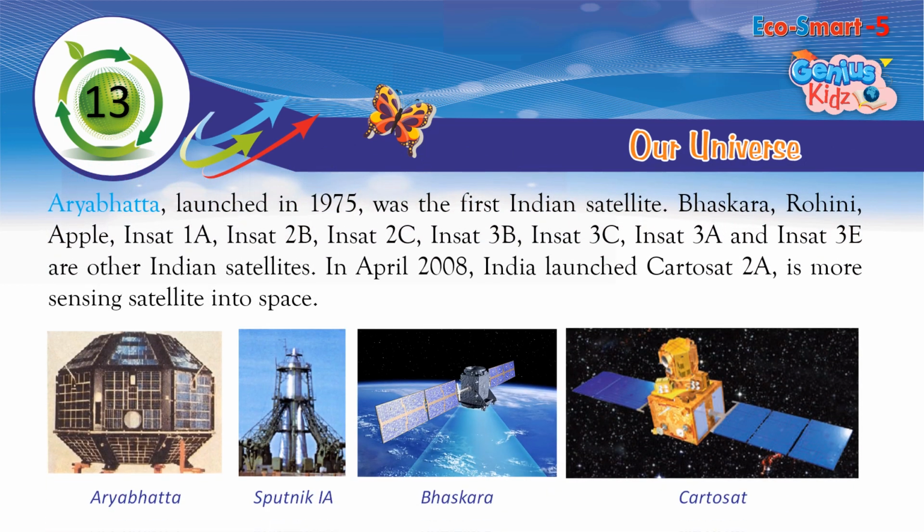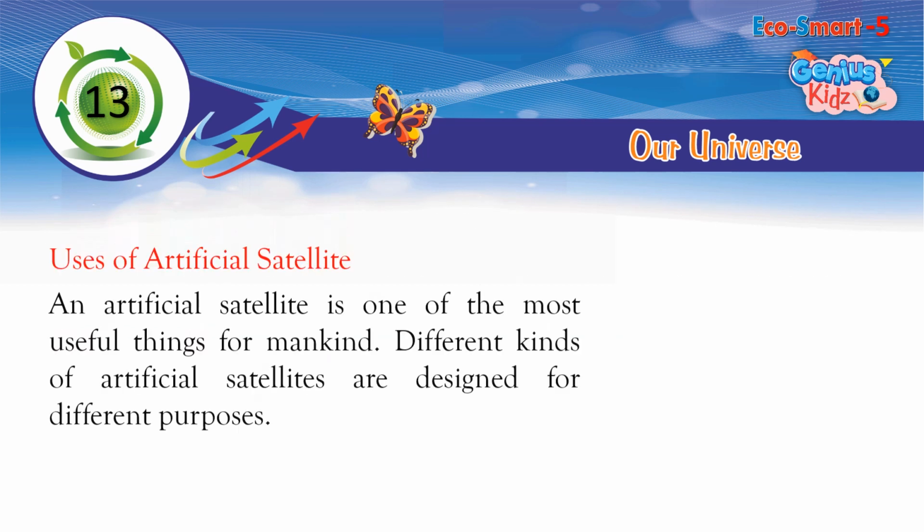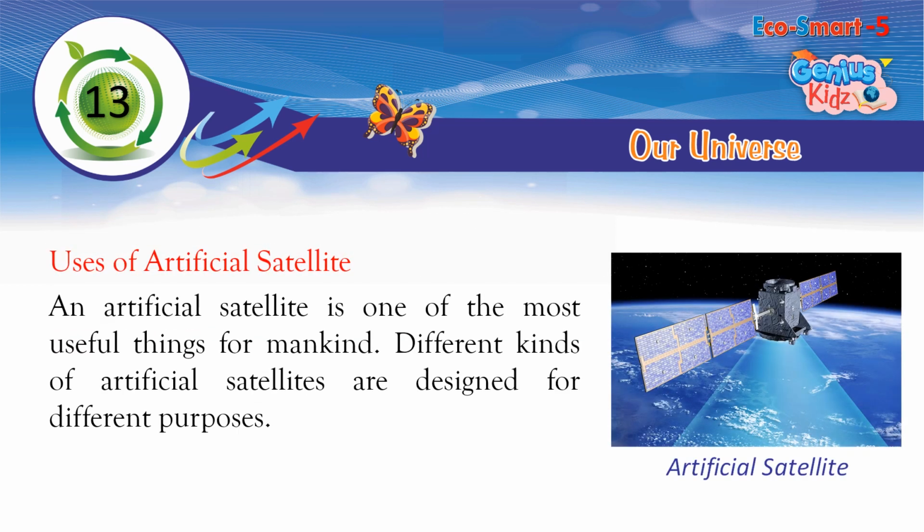Aryabhata, launched in 1975, was the first Indian satellite. Bhaskar, Rohini, Apple, Insat 1A, Insat 2B, Insat 2C, Insat 3B, Insat 3C, Insat 3A and Insat 3E are other Indian satellites. In April 2008, India launched Cartosat 2A, an ISRO remote sensing satellite, into space. Uses of artificial satellite. An artificial satellite is one of the most useful things for mankind. Different kinds of artificial satellites are designed for different purposes.